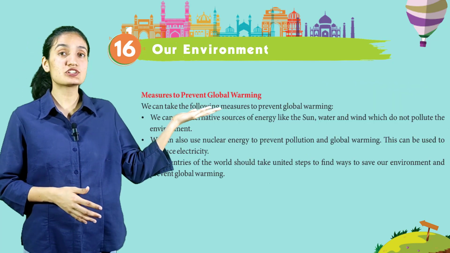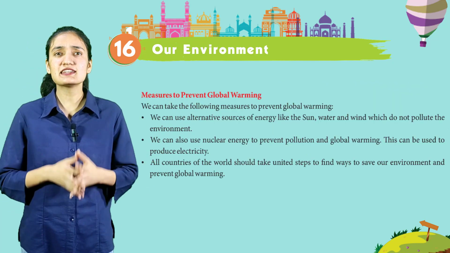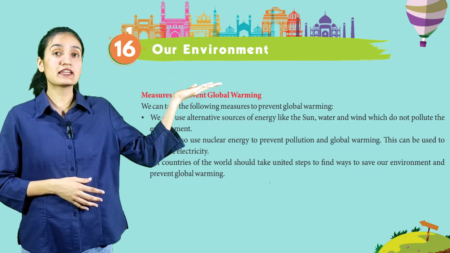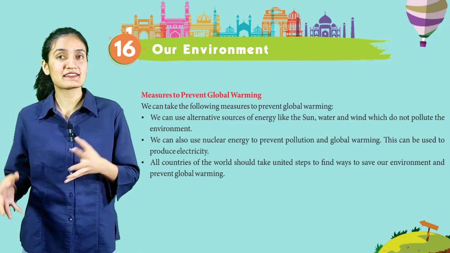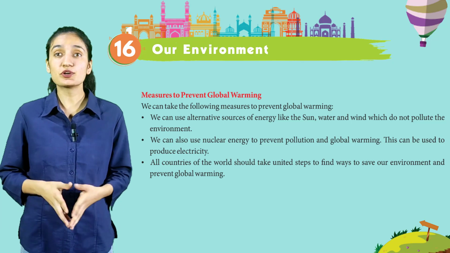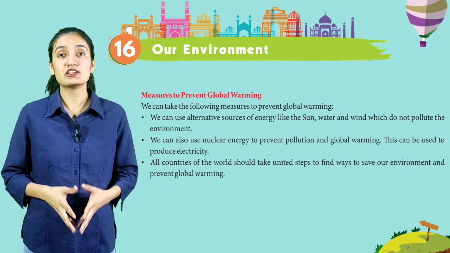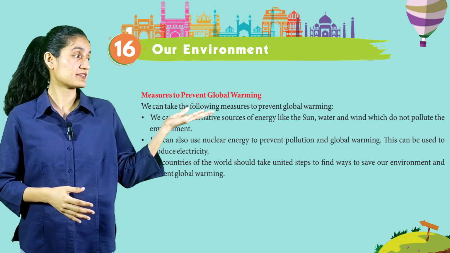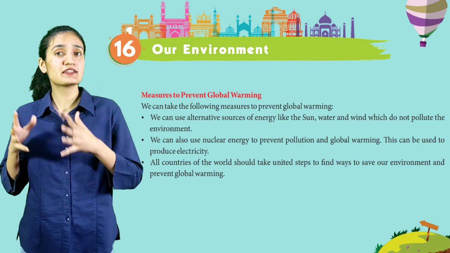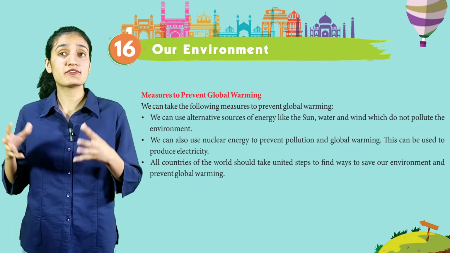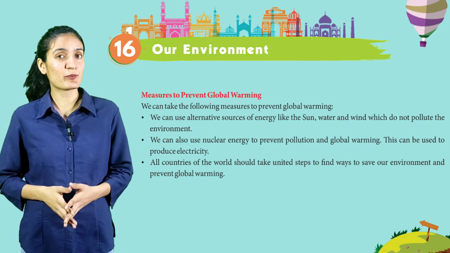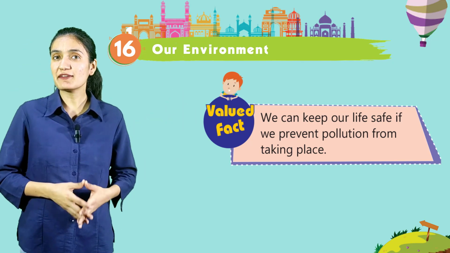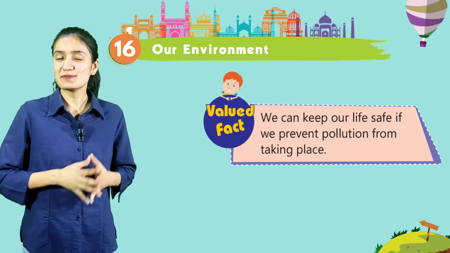Next topic is measures to prevent global warming. We can take the following measures to prevent global warming. And what are those? Here you can see we can use alternative source of energy like the sun, water and wind, which do not pollute the environment. We can also use nuclear energy to prevent pollution and global warming. This can be used to produce electricity. Next is all countries of the world should take united steps to find ways to save our environment and prevent global warming. Now take a look at valued fact. We can keep our lives safe if we prevent pollution from taking place.